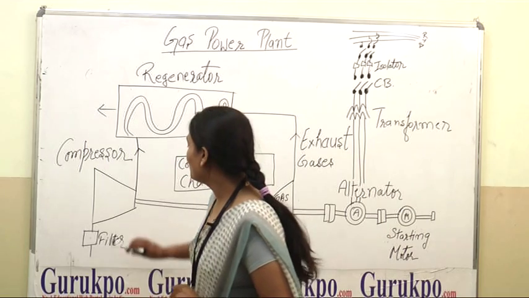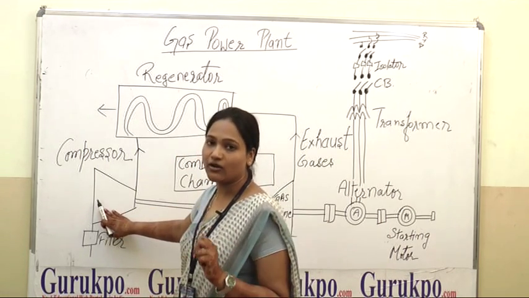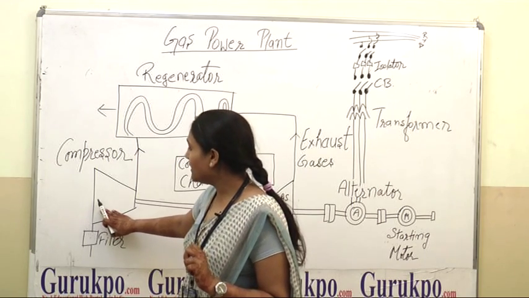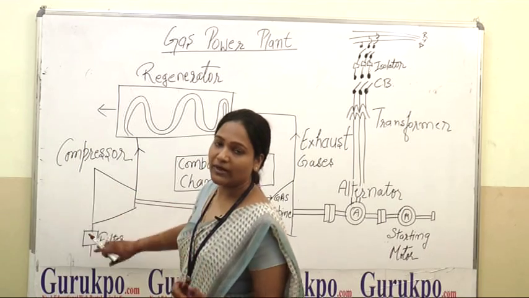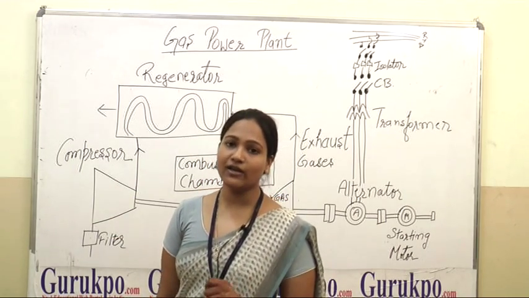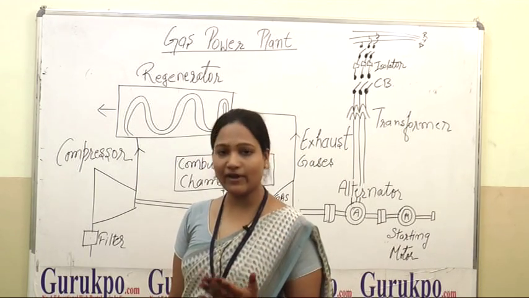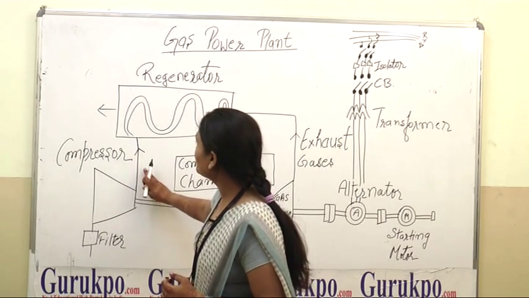The compressor first of all has rotary blades. The air passes through these rotary blades and then is passed to the stationary blades. Between these processes, the pressure of the air is made very high. Now this high pressure air is passed to the regenerator.